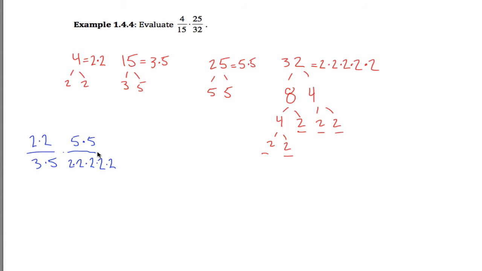And the nice thing about multiplying fractions is you just multiply straight across. That is, the numerator of our new fraction is just the product of everything up on the top here. It's just 2 times 2 times 5 times 5. Similarly, down on the bottom, it's just the product of these 5 2's, the 3, and the 5.